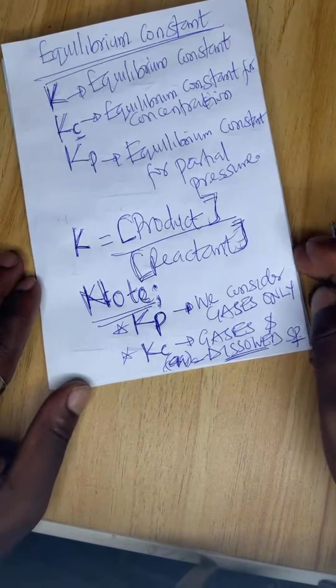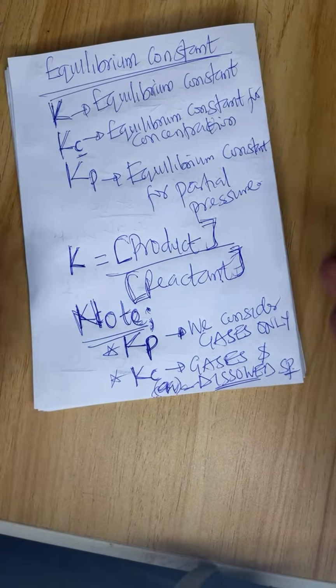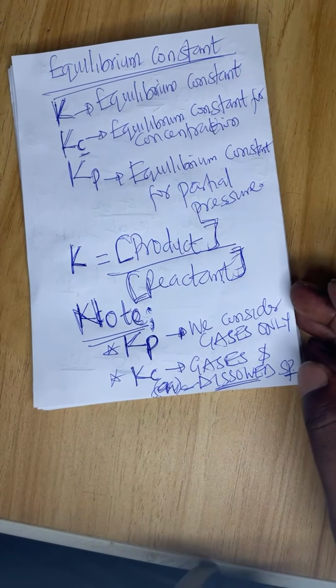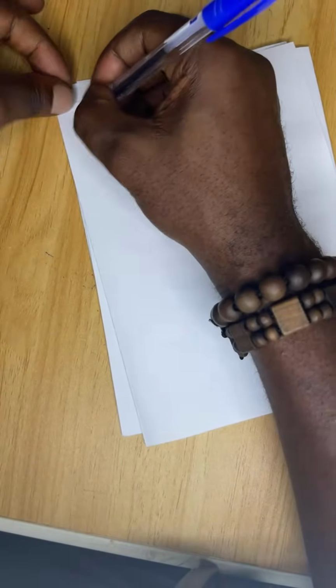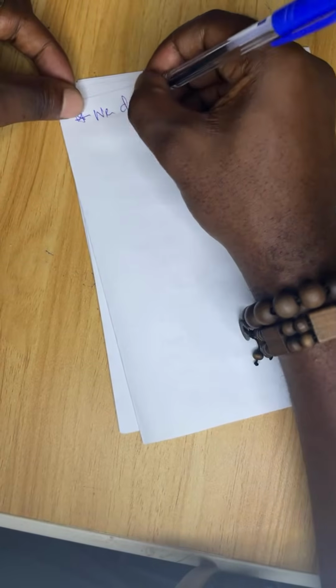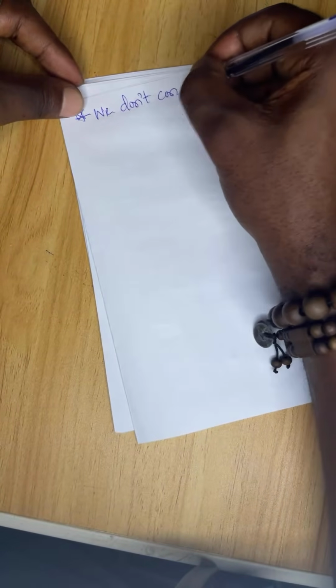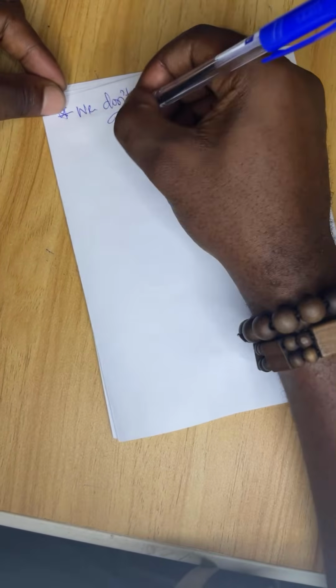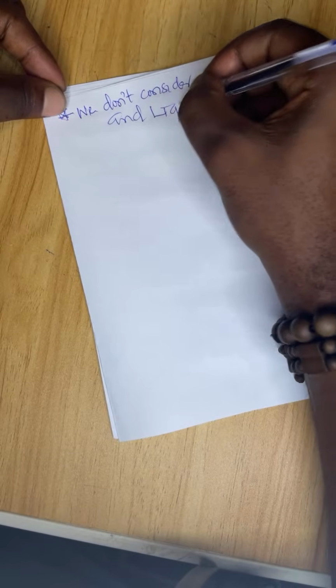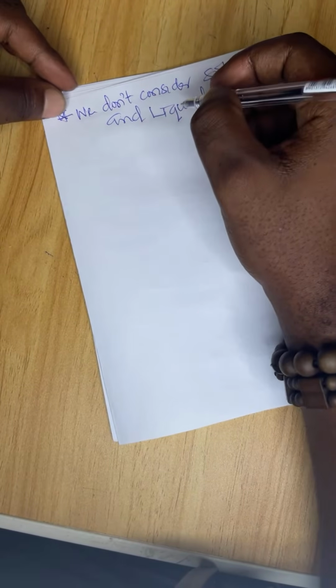Please screenshot this if you want to before I move on. If you know this, you can write any equilibrium constant. I bet it with you, you can do it. Now, the last note you should note: we don't consider solid and liquid.